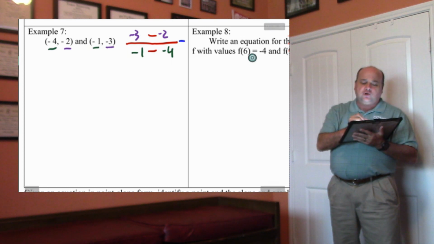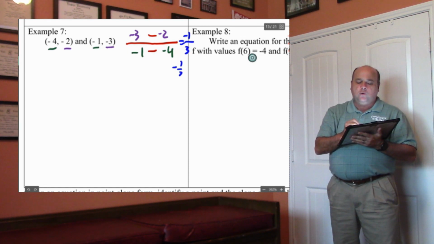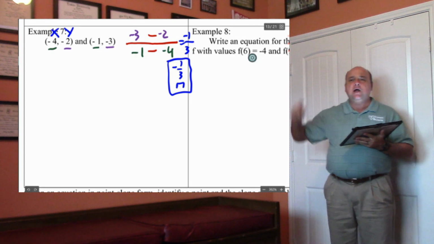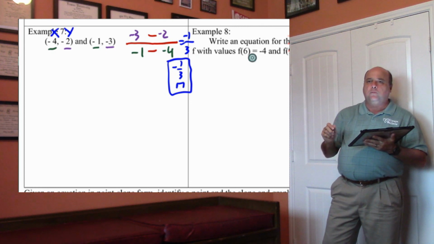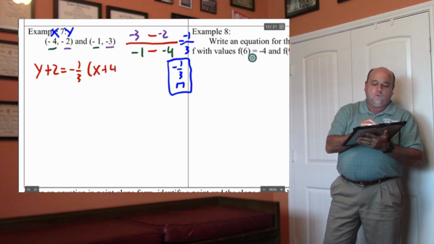So this would turn into -3 plus 2 is a -1. -1 plus 4 is a 3. So my slope is going to be -1/3. And we're going to use the first point. This is x and y. We're going to put this into point slope, aren't we? So let's write point slope. Y plus 2 equals -1/3 parentheses x plus 4.